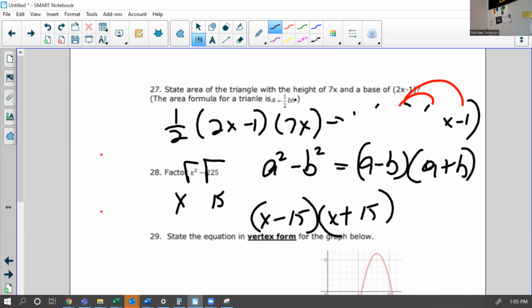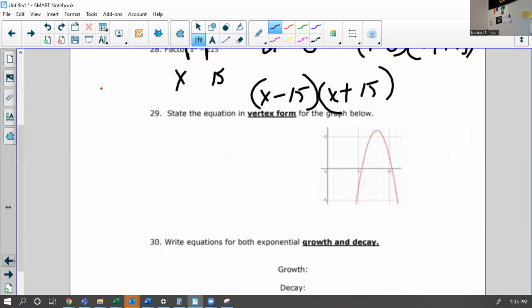Okay. 29. It asks you, state the equation in vertex form. Now remember, the equation in vertex form is of the format f of x is equal to a times x minus h squared plus k.